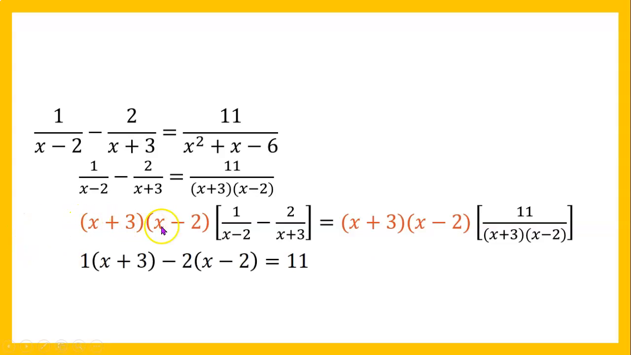So when I take x plus 3 times x minus 2 times 1 over x minus 2, the x minus 2 over x minus 2 cancels, and I have the 1 times the x plus 3. Minus, when I take x plus 3 times x minus 2 times 2 over x plus 3, the x plus 3 over x plus 3 cancels, and I'm left with the minus 2 times x minus 2. On the other side, both factors cancel. The x plus 3, x minus 2, that whole thing divides by itself and leaves me with just 11.